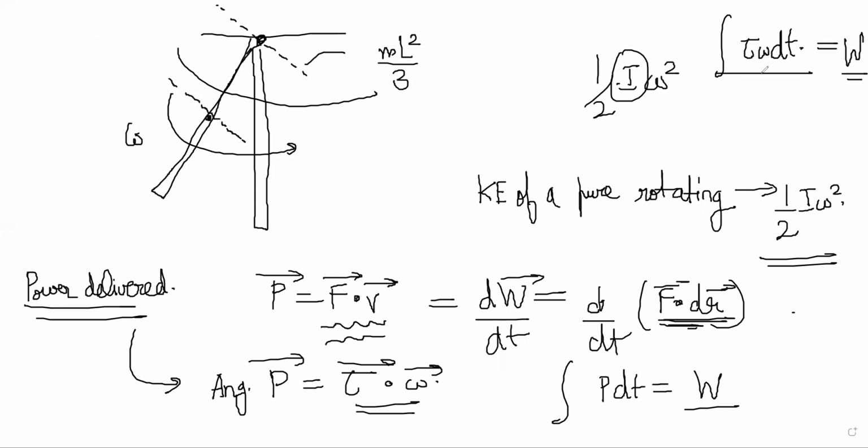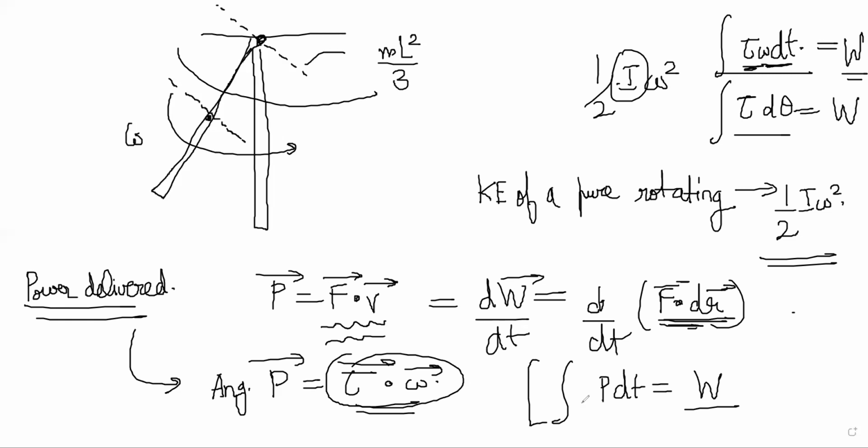Power was torque into omega, no. What am I doing? So torque into omega dt, no. So then omega dt is d theta, right? Okay. You understand what I'm saying? P dt is correct, but P is torque into omega, right? So that I had forgotten to write.